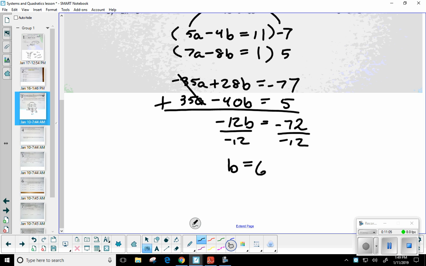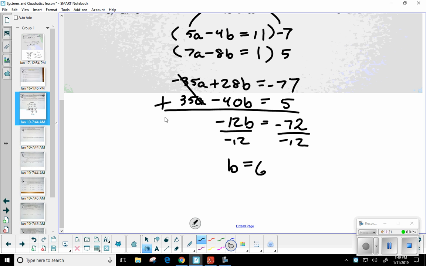Six. There we go. All right, so it is 6. But now here's the thing. Are we done? Now remember, we're looking for the solution to the system, which is an ordered pair. So we only have half of that.